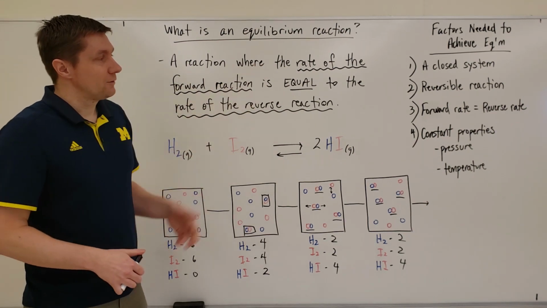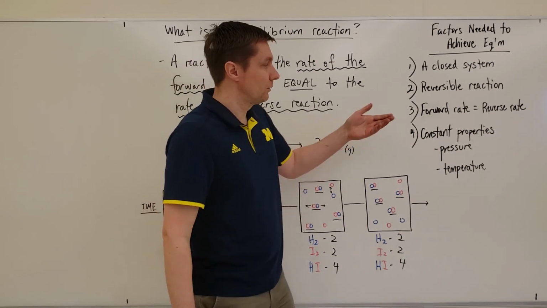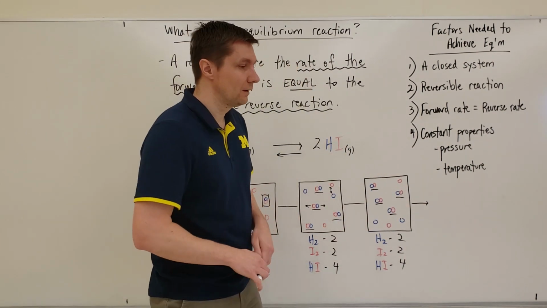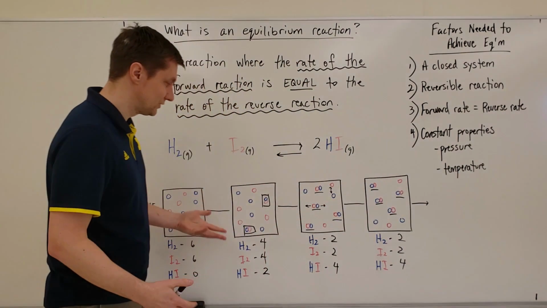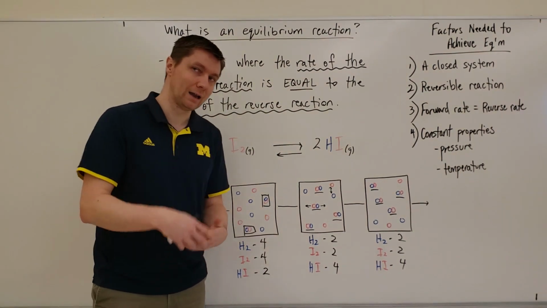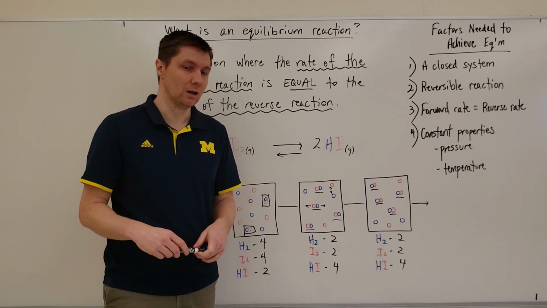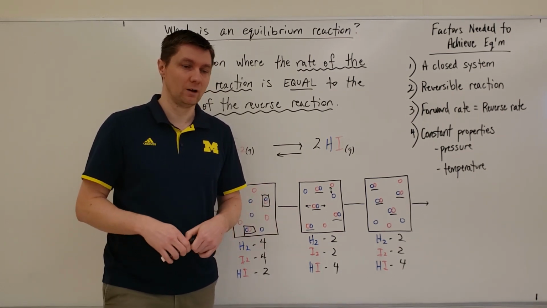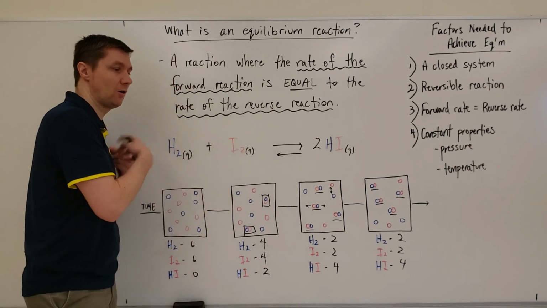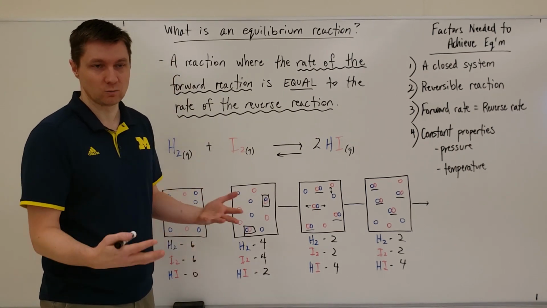Now, there's a couple of factors that are needed to achieve equilibrium. These are the 4 on the board. You should write them down. These are important. Number 1 is I have to have a closed system. If I open this container so that more hydrogen or more iodine can come into the reaction, then I'm going to throw the equilibrium off, and the reaction won't be able to achieve equilibrium if I'm constantly taking out or putting things in. So that's one thing.